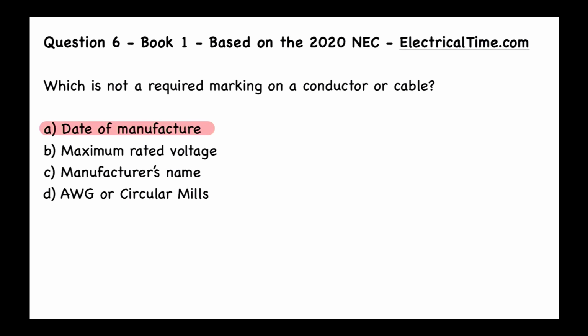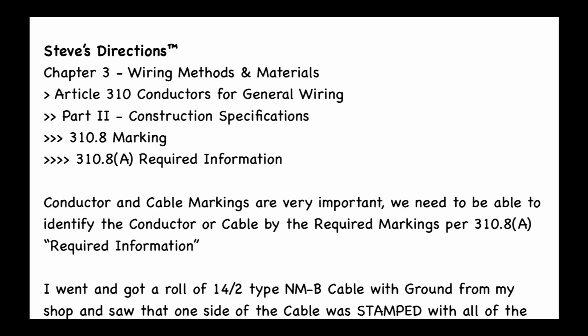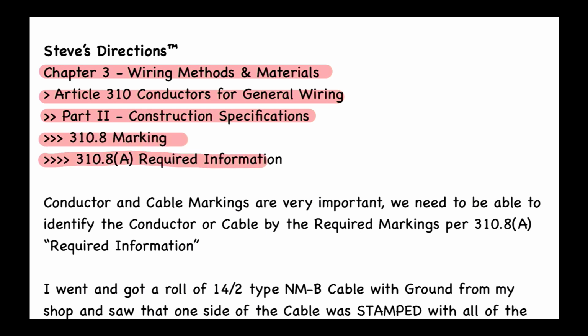And the first thing that we're going to ask ourselves is, what article are we talking about here? And we are talking about Article 310, Conductors for General Wiring. That's within Chapter 3, Wiring Methods and Materials. That's within Part 2, Construction Specifications. Then we take a look at 310.8, Marking. And then we find 310.8(A), Required Information.